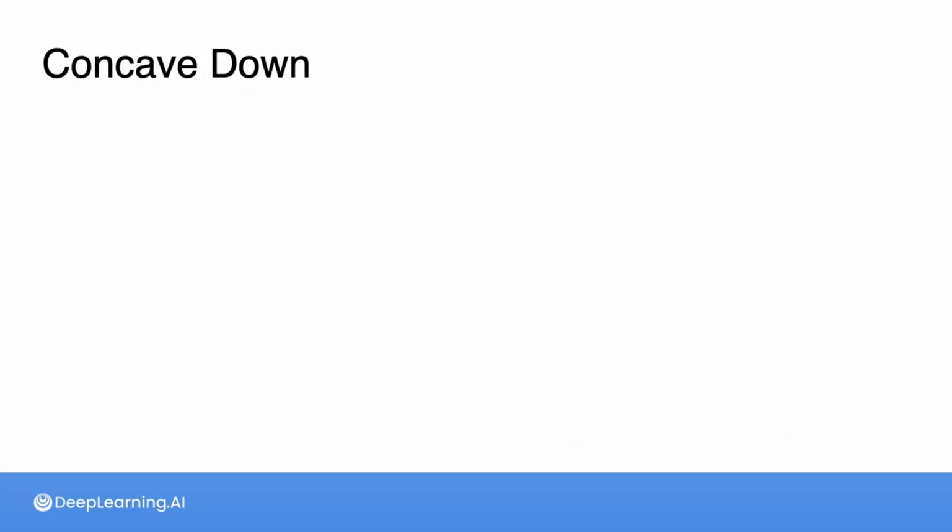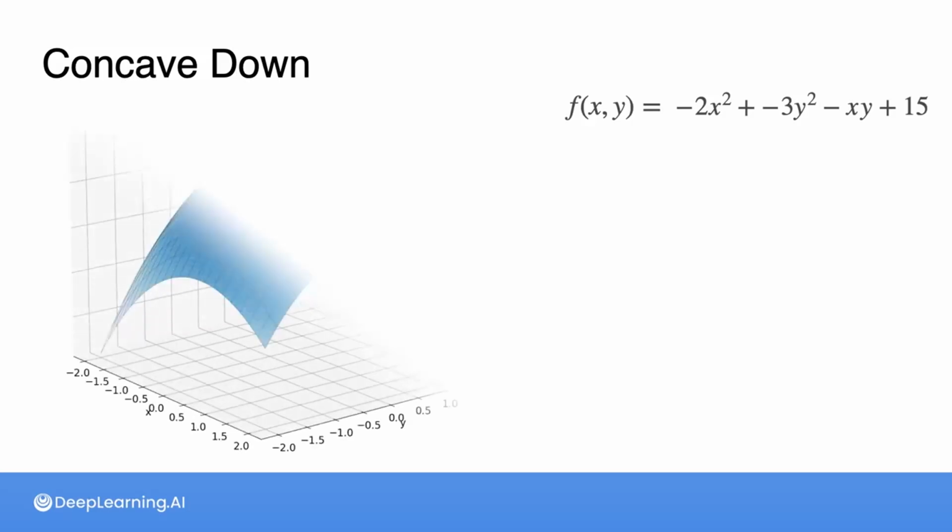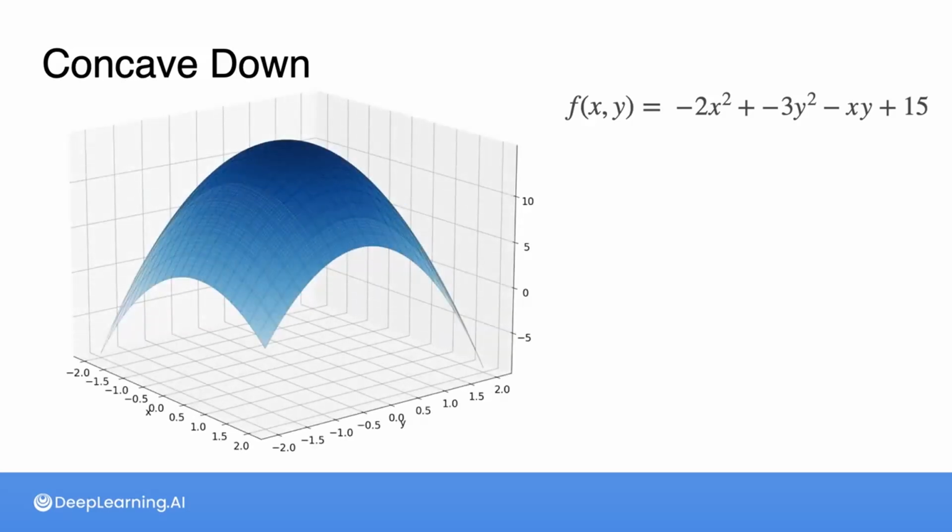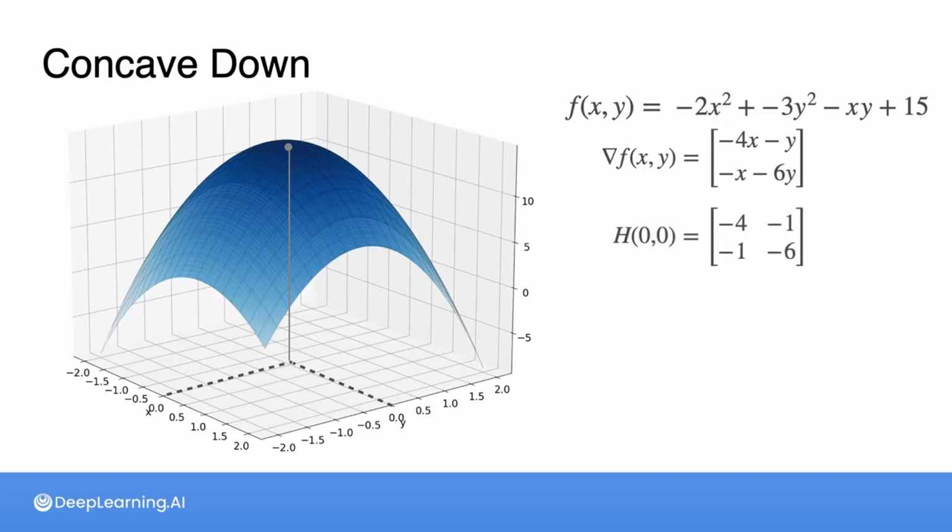Now, let's look at a very similar function. This one is minus 2x squared minus 3y squared minus xy plus 15. This one looks like it has a maximum point here at (0, 0). And now we are going to look at the Hessian matrix. So here is the gradient and here is the Hessian at (0, 0). Now let's look at the eigenvalues of the Hessian.